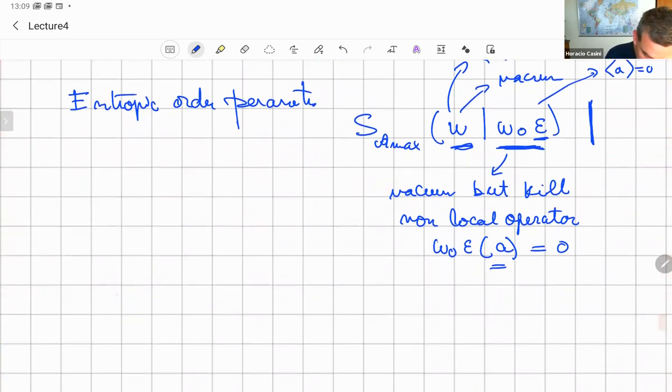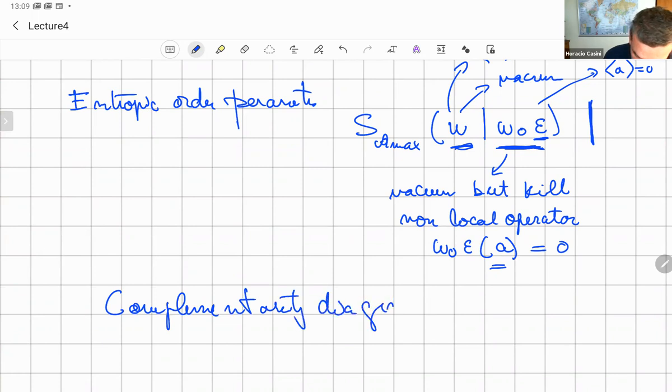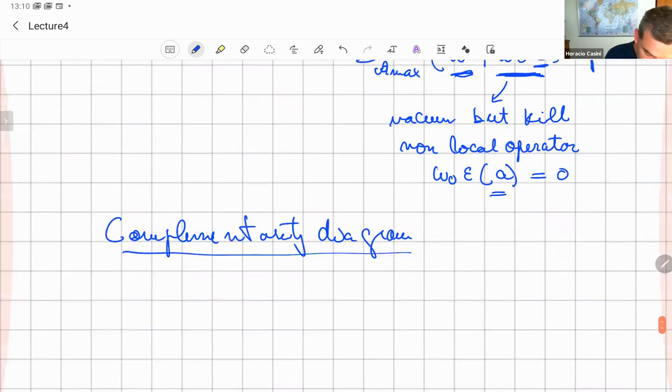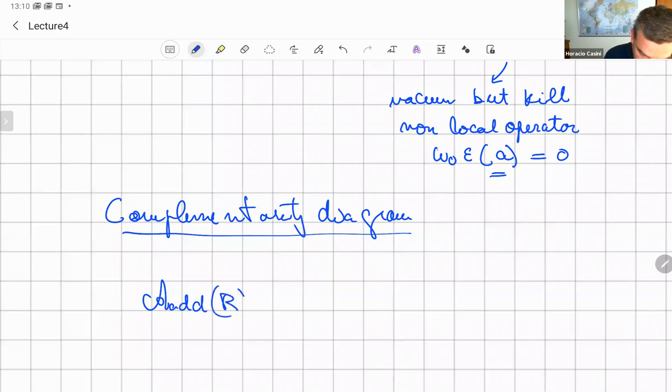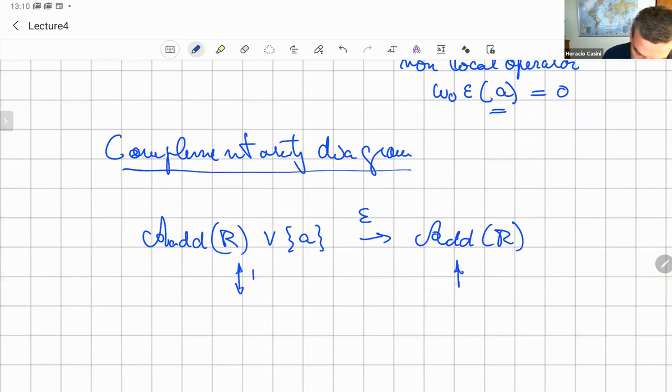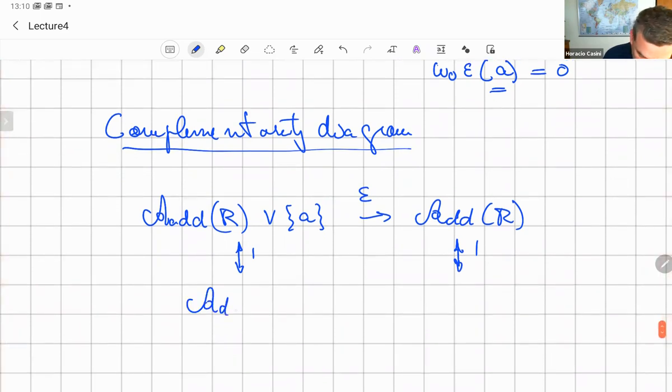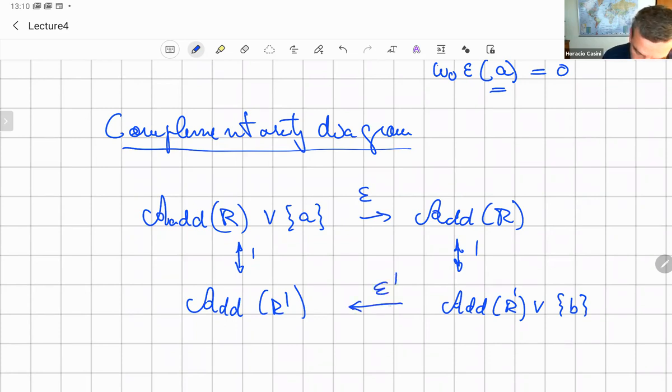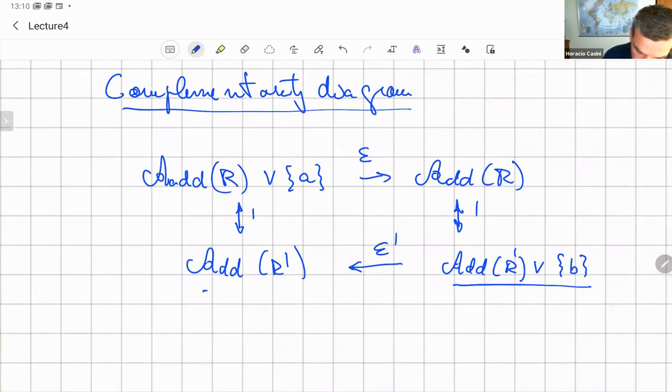And given the situation, we have something that is called the complementarity diagram. If I take a region R, I have the maximal algebra. I take the conditional expectation, and it goes to the additive algebra. And then I am taking the commutants of these algebras. This goes to the additive algebra of R prime, and this goes to the maximal algebra. And then there is also a dual conditional expectation that goes from the maximal algebra in R prime to the additive algebra in R prime.